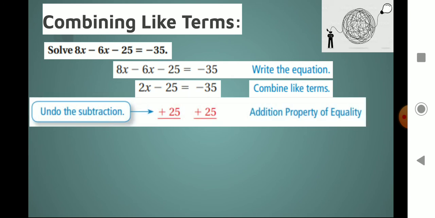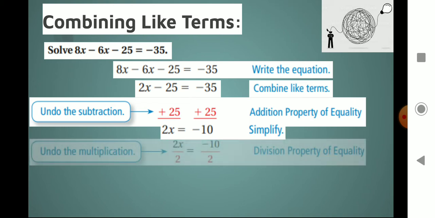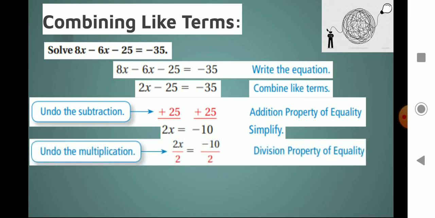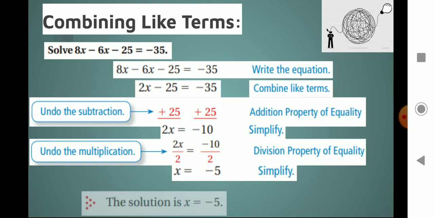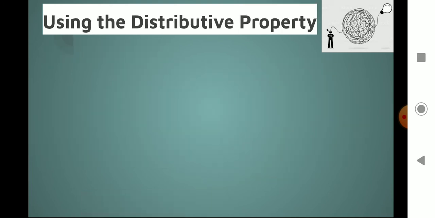Then we undo the subtraction by adding 25 on both sides of the equal sign. When we simplify, we get 2x equals negative 10. Then we must divide by 2 on both sides of the equal sign. And when we simplify, we get x equals negative 5. The solution is negative 5.